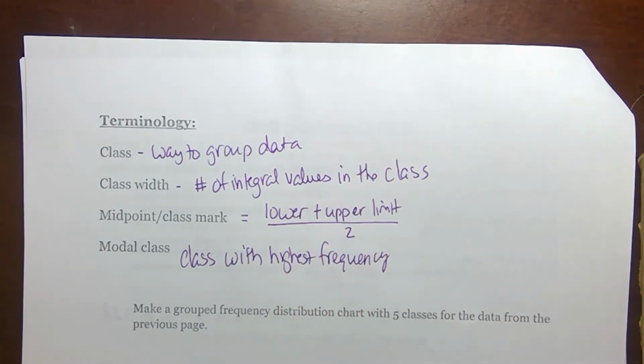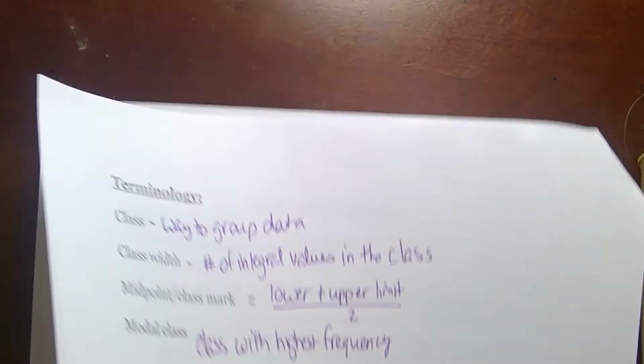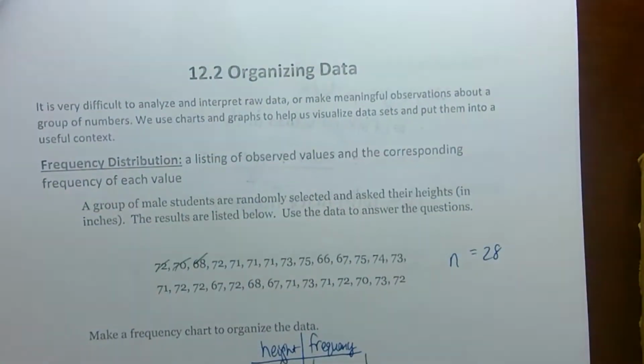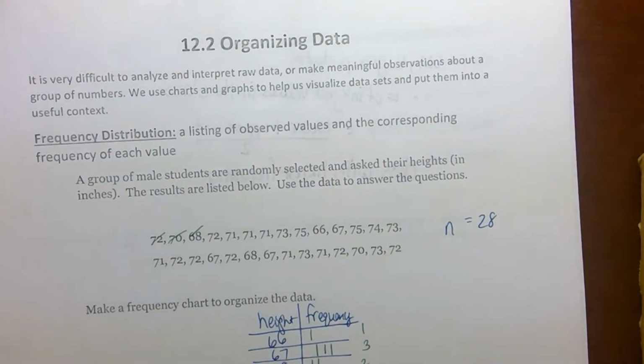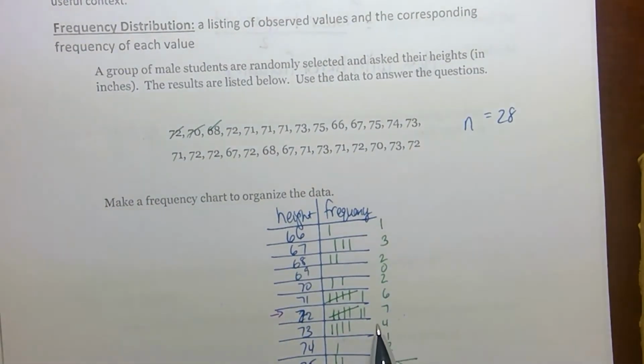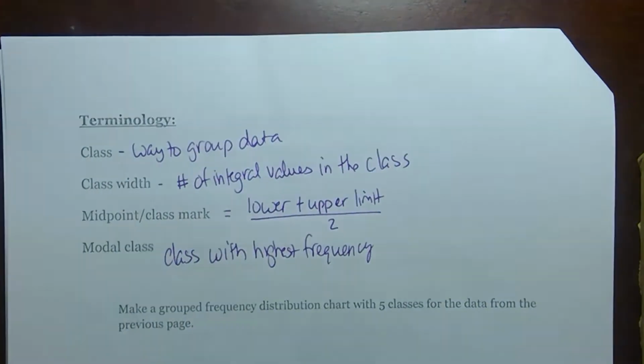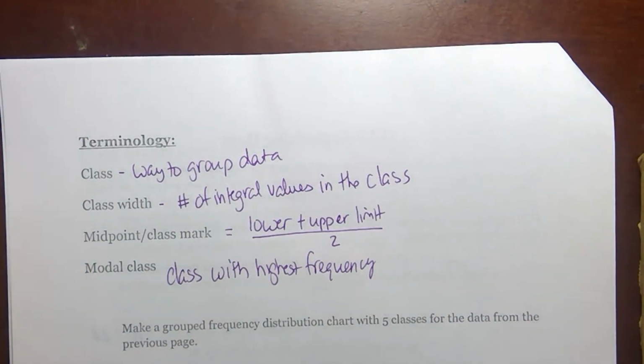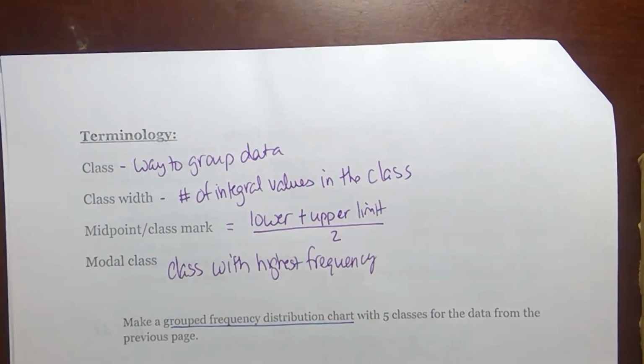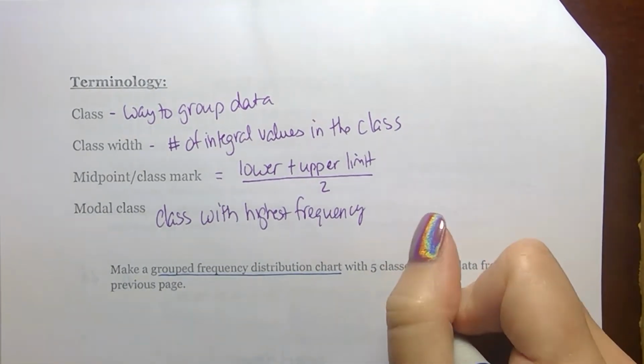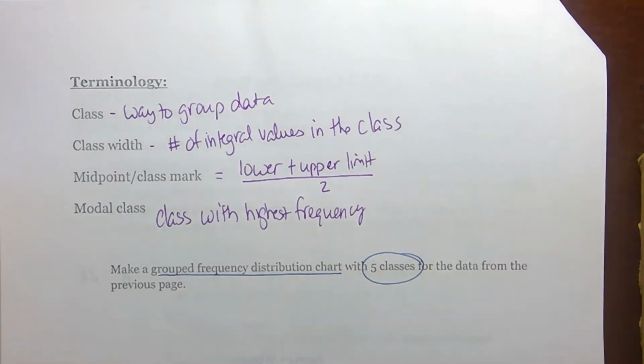So if you look back at the chart that we had on the other page, at the frequency distribution, you see that it's not a class, it's just a value, but the mode would be 72 inches because it's the one that shows up the most. But that's not a class. Our next instruction says to start with that frequency distribution and make a grouped frequency distribution chart using that data, and we're going to divide that data up into 5 classes.